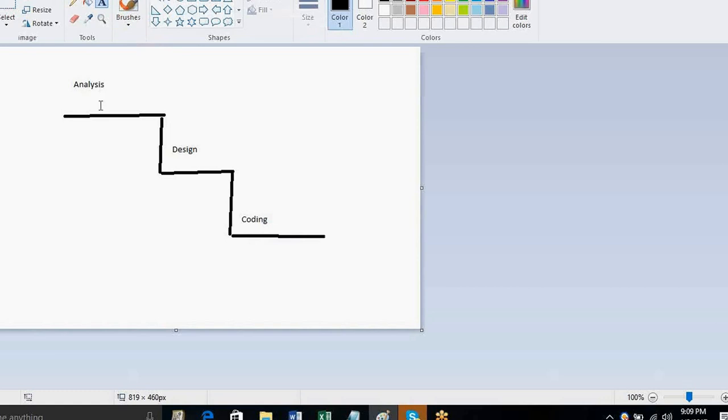So until analysis is done, you can't go to the design. And can any one of you tell me what is the biggest drawback of this waterfall method, or sequential or linear method, or linear analysis model or methodology, whatever you may call it?